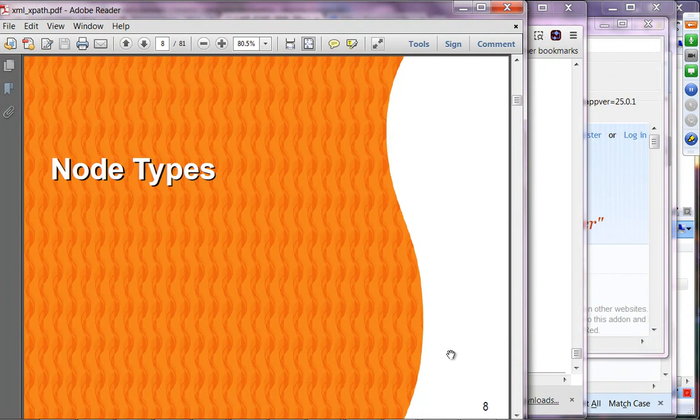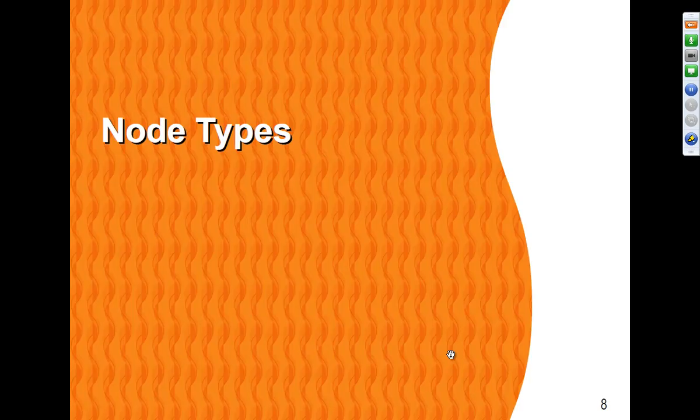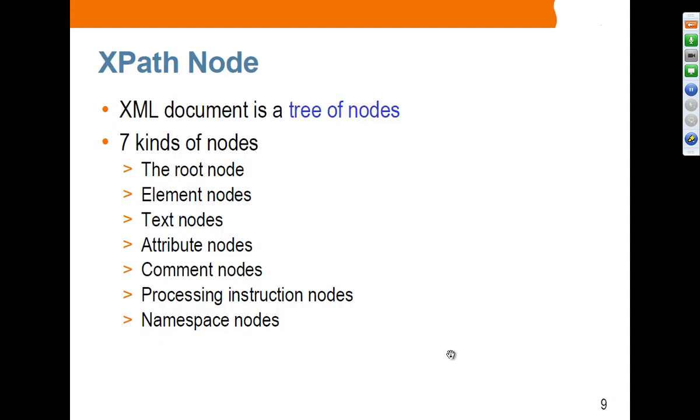All right, next topic is node type. So an XML document is made of a tree of nodes, and there are 7 kinds of nodes: the root node, element nodes, text nodes, attribute nodes, comment nodes, processing instruction nodes, and namespace nodes.